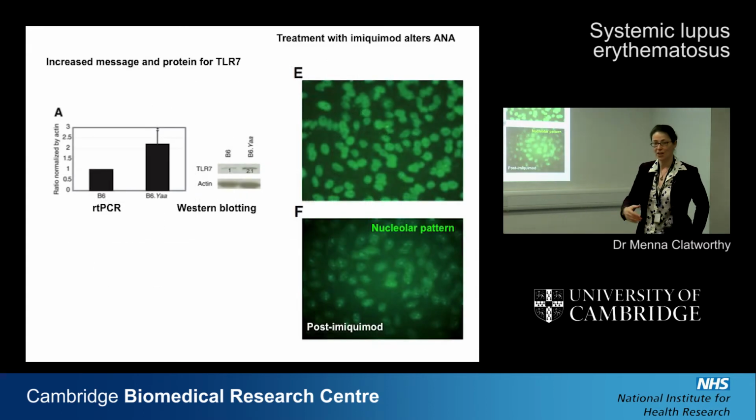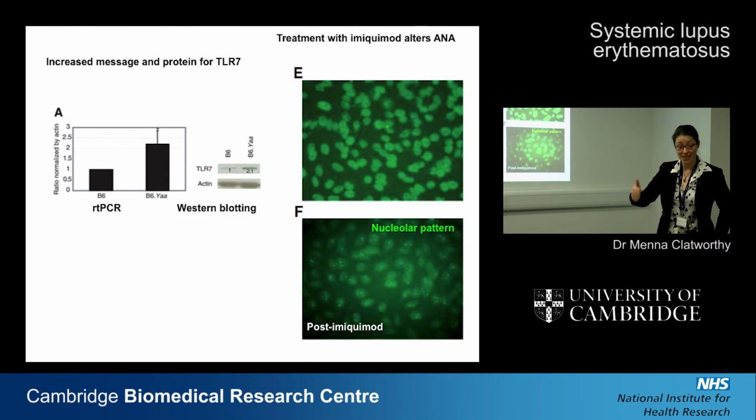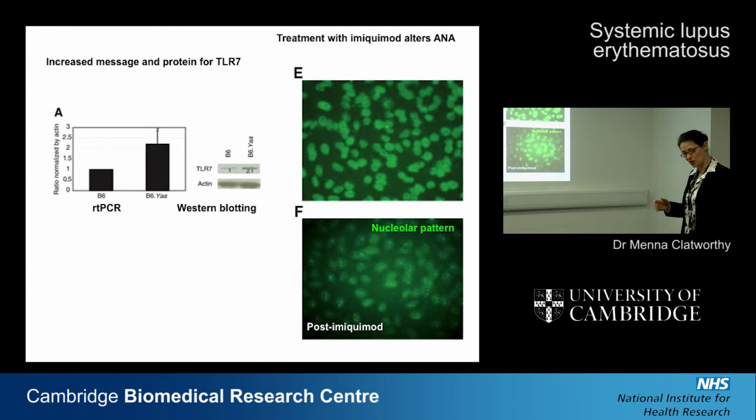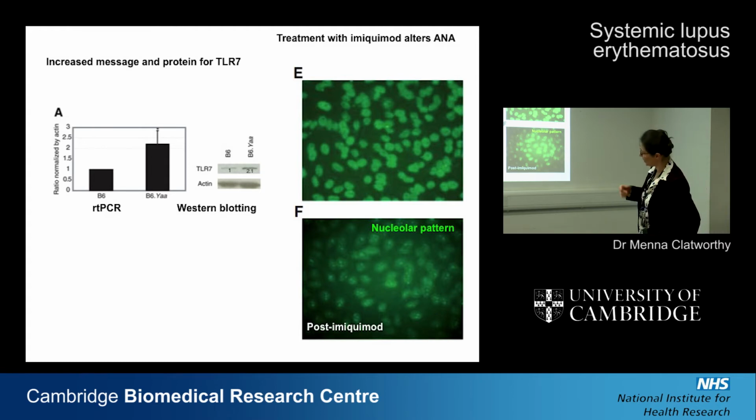Okay, and so they went on to say, okay, we can see that there's a bit of that chromosome on there that contains TLR7. Is there more TLR7 message in these mice? And by using RT-PCR, they could show, yes, there was more TLR7 message. And then they used Western blotting to confirm that there was more TLR7 protein as well in these mice.